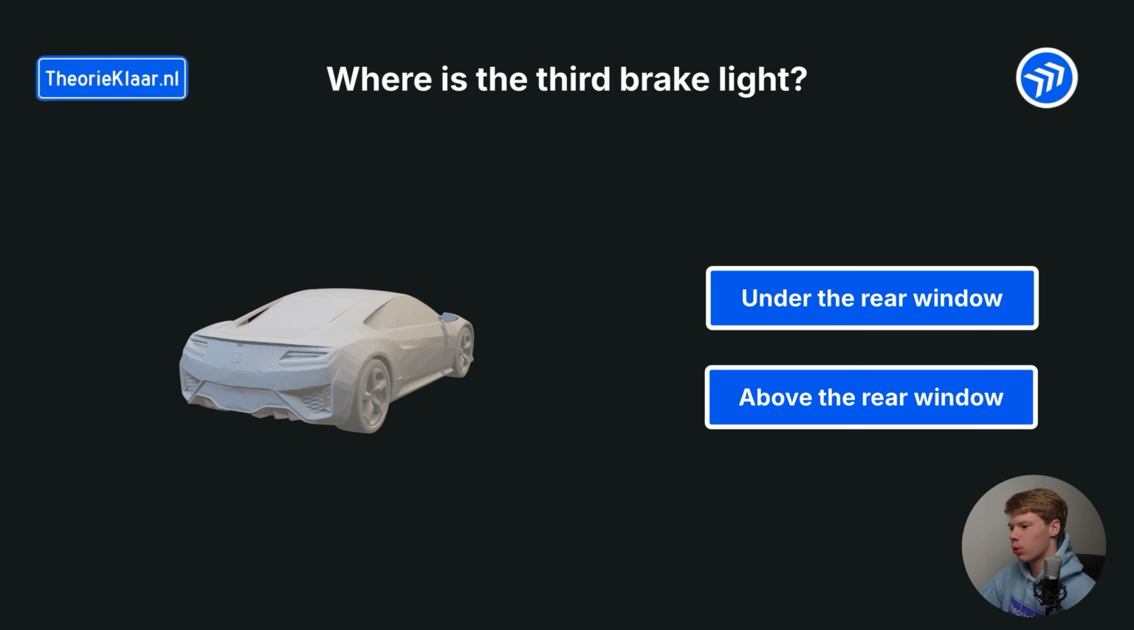And where is the third brake light? Is that under the rear window or above the rear window? And the right answer is above the rear window is the third brake light.